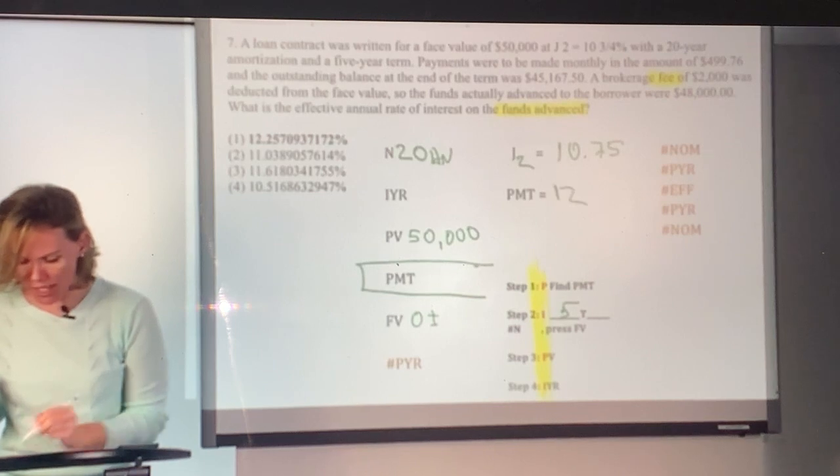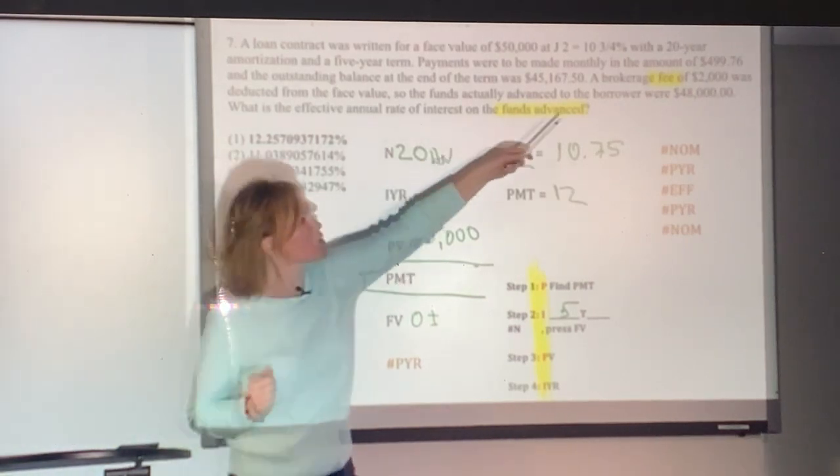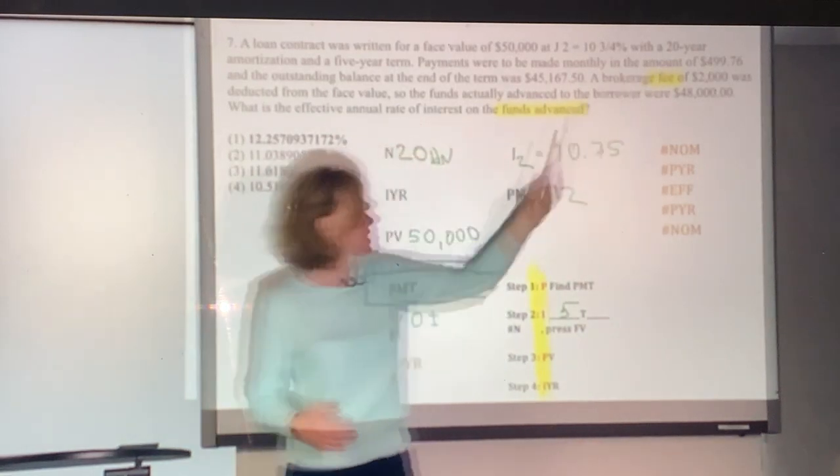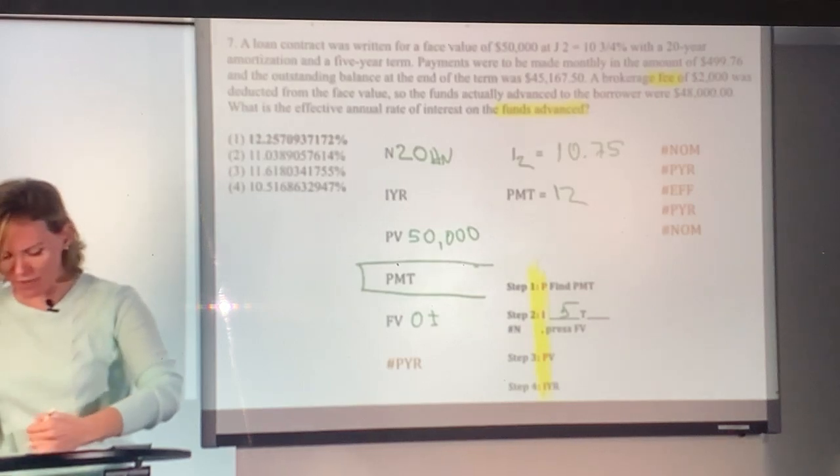Payments are monthly of $499.76. So what I'm going to do is find my own payment, and my payment will match up to the payment that's given to me inside of the question. Watch it. It's going to show up exactly the same as what we have. So let's find the payment first. Let's start with the comfort zone. Let's start with our J's.